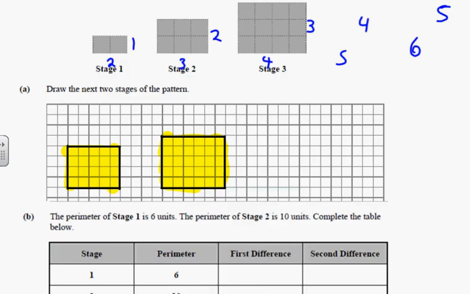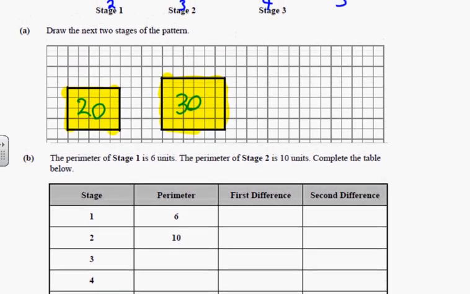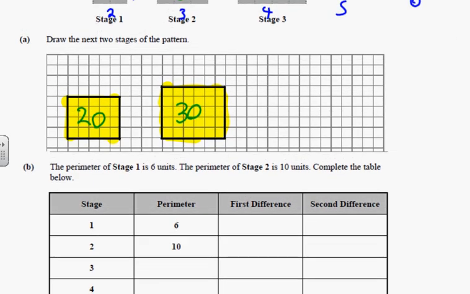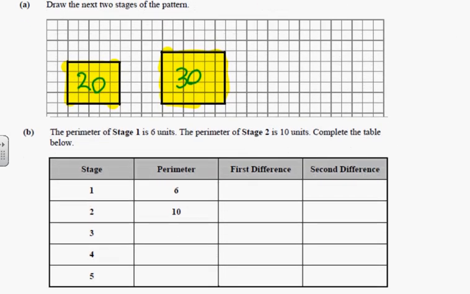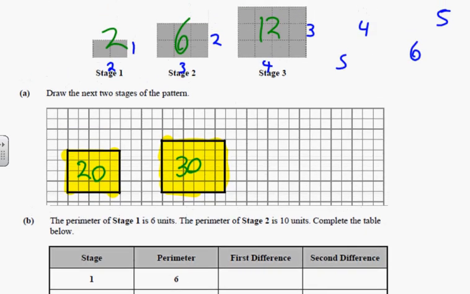Now, how many blocks do we have in total? In stage 1 we have 2 blocks. Stage 2? 6. Stage 3? 12. Stage 4? Stage 5? 30. 2, 6, 12. Oh, we want the perimeter, do we? It's asking for perimeter, so excuse me, I'll do it in terms of perimeter. I did it as number of blocks. I forgot this is a perimeter question.